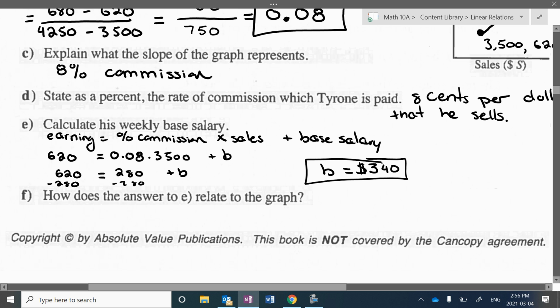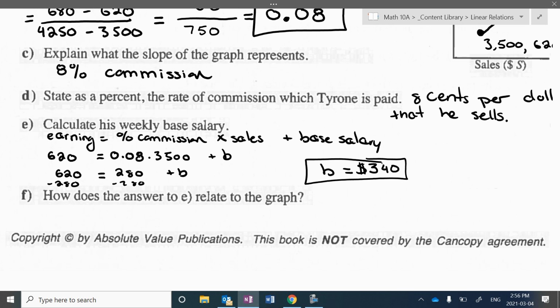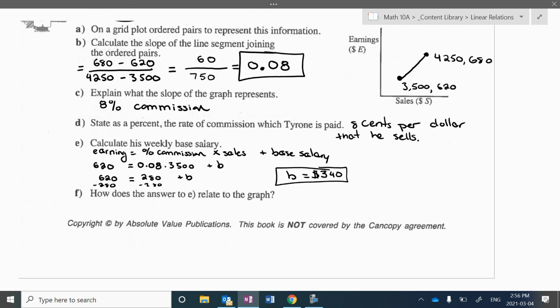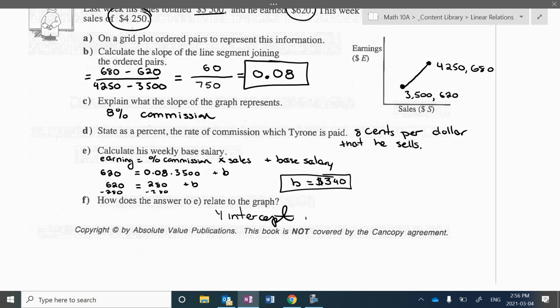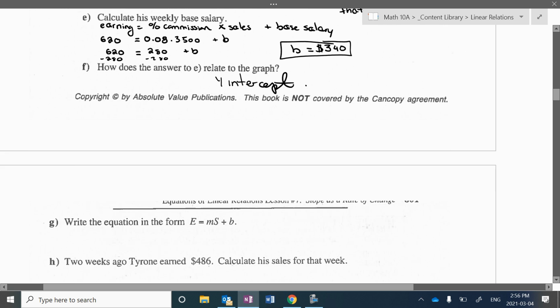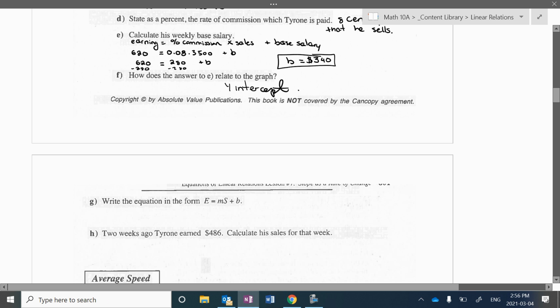Assuming he's working 5 days a week, 8 hours a day, is that very much money? No. Usually I would say commission's probably a little bit higher. This isn't that great of a job. That 340 would be our y-intercept. This question kind of continues on the next page.